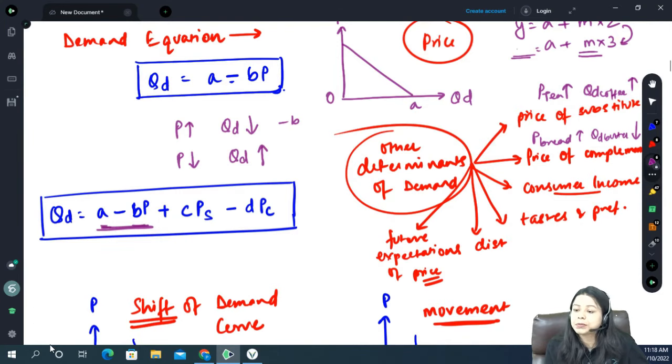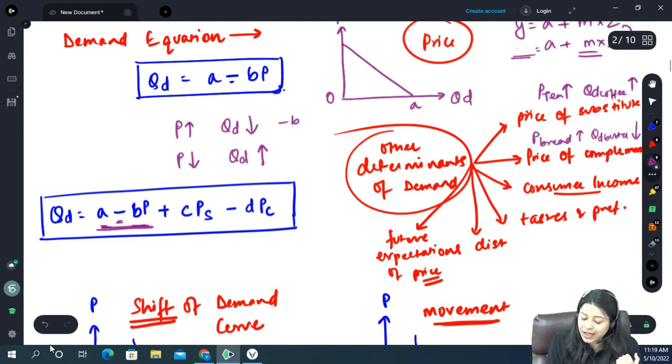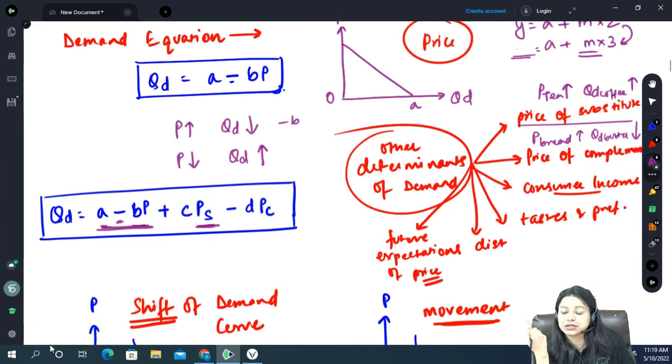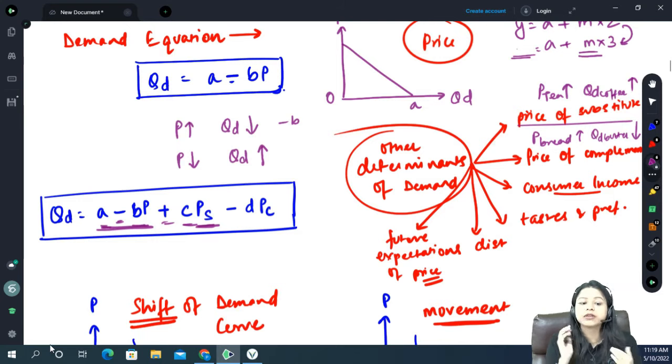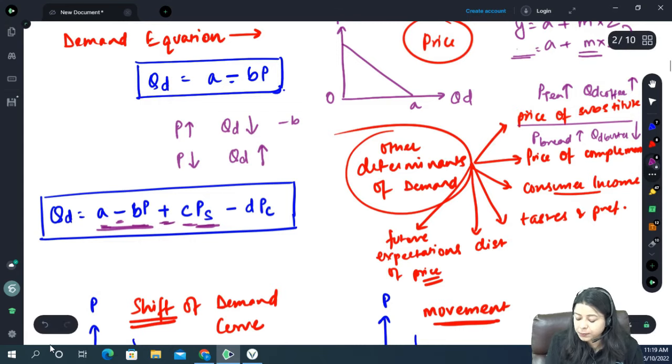Price is basically the price of our own good. If price increases, quantity demanded falls. That is why we have a minus sign over here. Now PS stands for price of a substitute. So if the price of the substitute, tea, increases, quantity demanded for my own good, which is coffee, will increase. So that is why we have a plus sign over here. Plus C, there will be a positive change in my quantity demanded. If price of tea decreases, my quantity demanded will fall. Same direction of change, so that is why we have a positive sign.